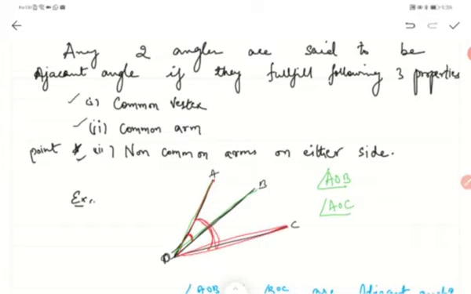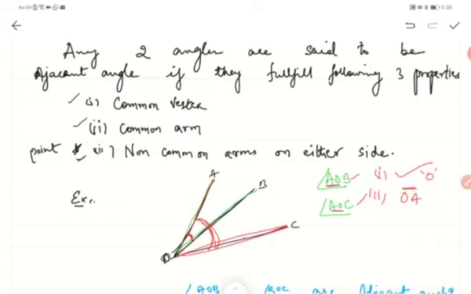So what is the first point? It should have a common vertex. Yes, the first point is true, isn't it? They have a common vertex O. Now what is the second property? It should have a common arm. What is the common arm between AOB and AOC? It is AO, or OA, anything. OA is your common arm between these two angles, isn't it?